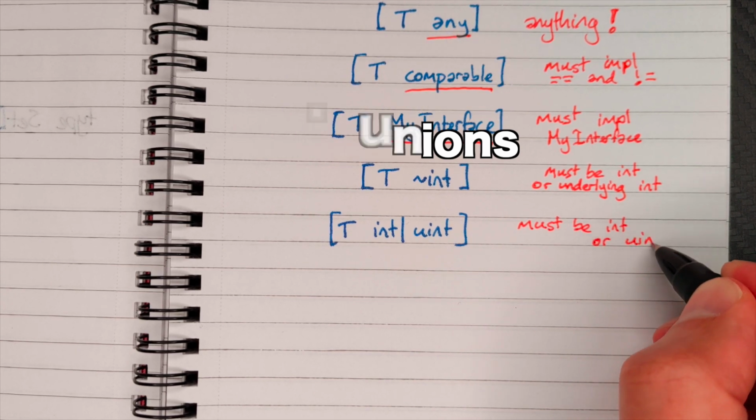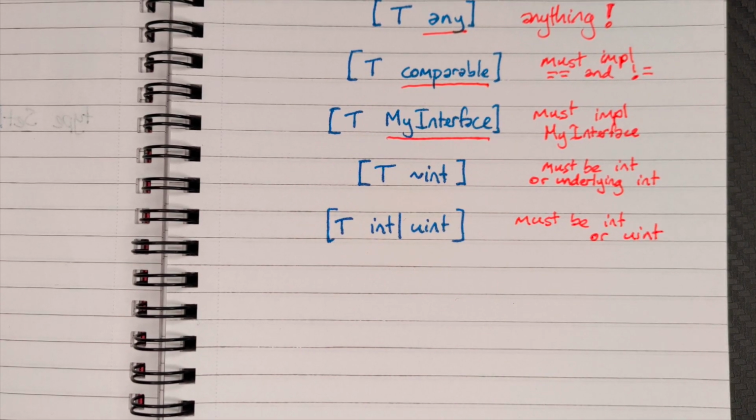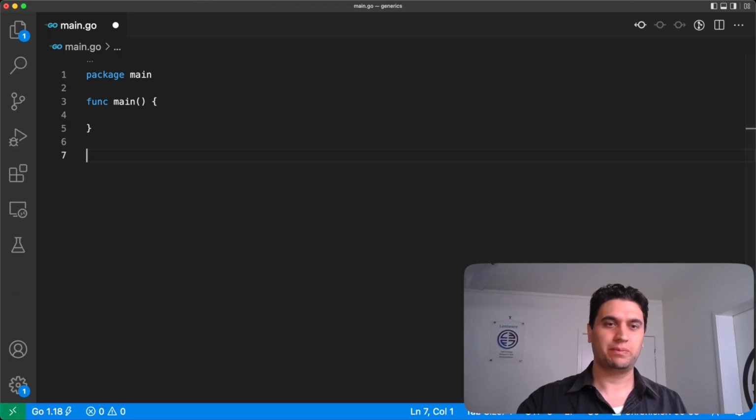Say we have int bar string. What this means is that our constraint will accept anything that's an int or a string. Unions are, however, exclusionary in terms of what implementations we can use our type parameter for. Let's go to the code and see how this might work.